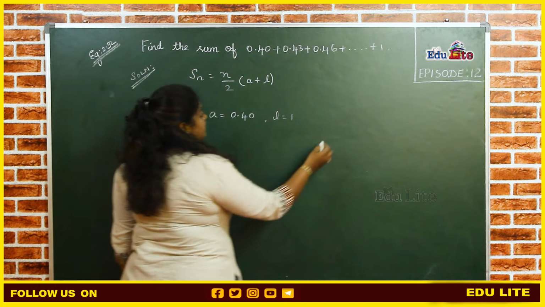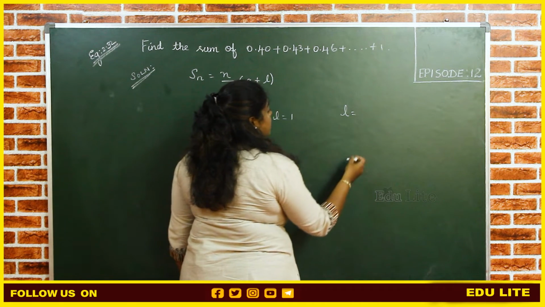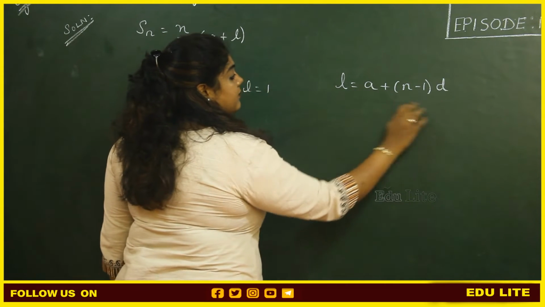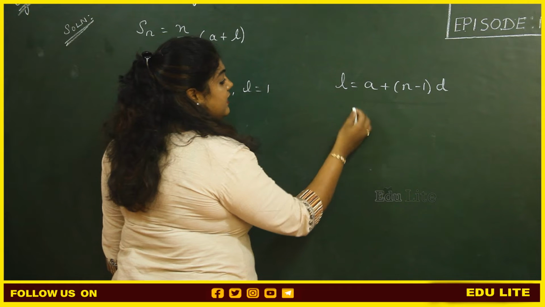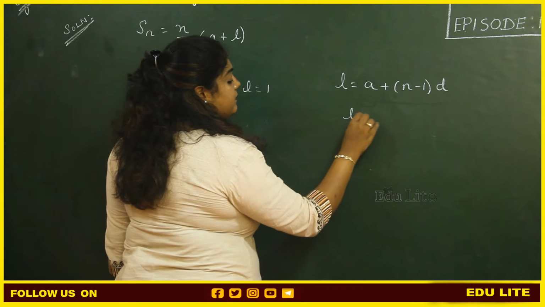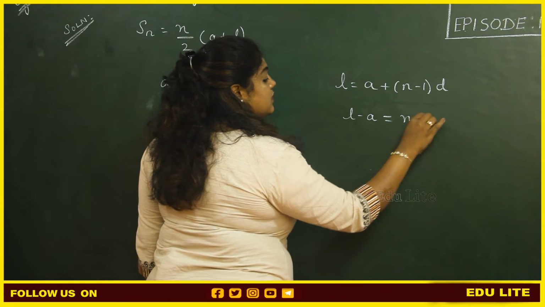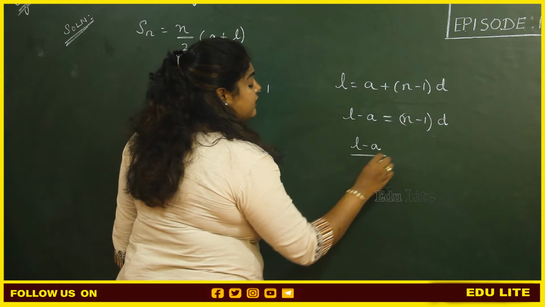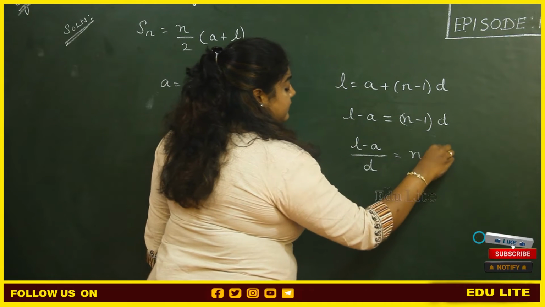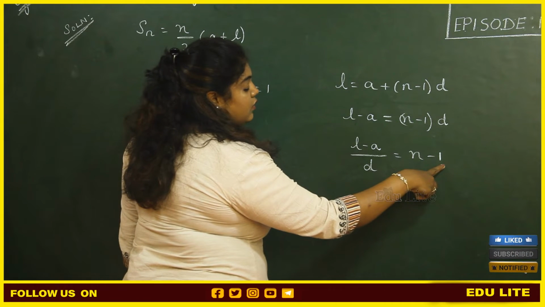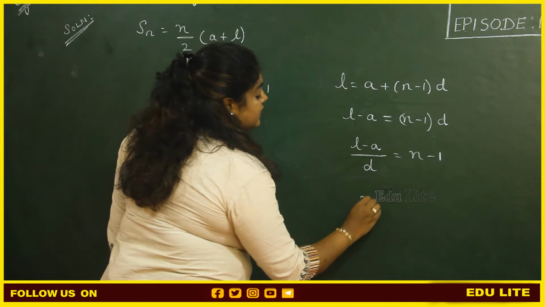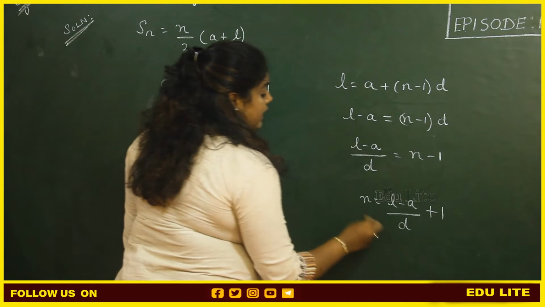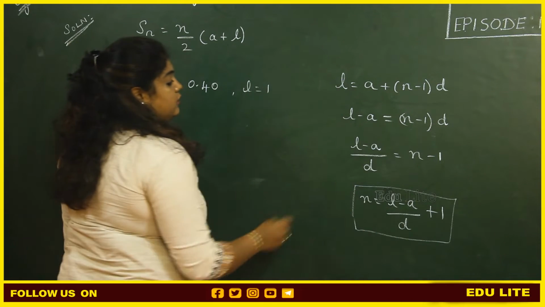To find the value of n, in this case we have to use the formula of L, which is nothing but a plus (n minus 1) into d. From this we can bring out the value of n. If I take the a value to the other side, it will become L minus a, which is equal to (n minus 1) into d. On the right hand side d is in multiplication. If it comes to the left hand side, it will come to the denominator, n minus 1. I want only the value of n. So, I will take the 1 to the other side, it will become n is equal to (L minus a) by d plus 1.